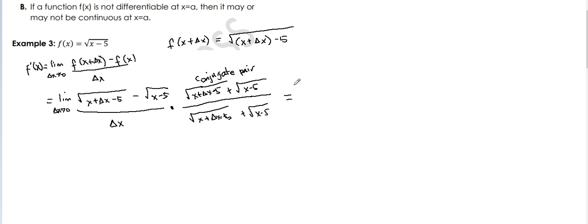Okay, so ano mangyayari dyan? So, alam natin na itong ating numerator, no? Pag minultiply po natin itong ating numerator, magiging ano na lang? Magiging x plus delta x minus 5 minus x. Okay, minus the quantity of x minus 5. Okay, paano nangyari yon? So, balikan nyo lang yung difference of two squares.